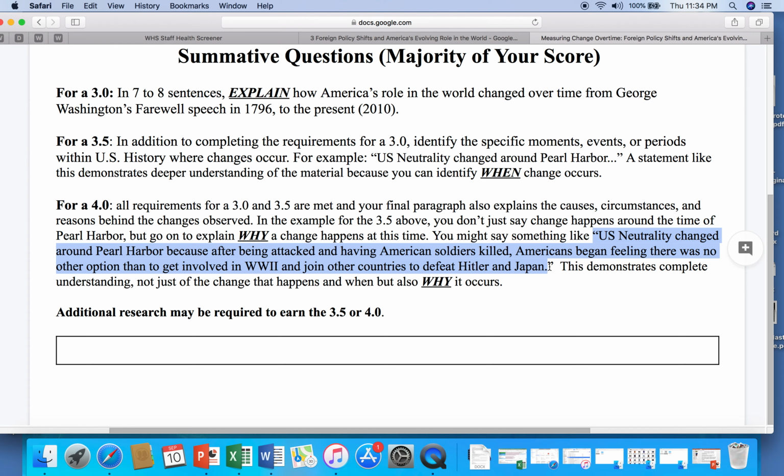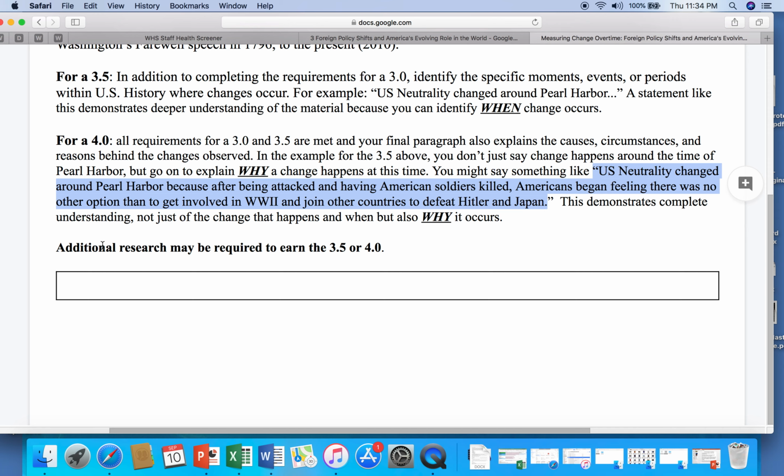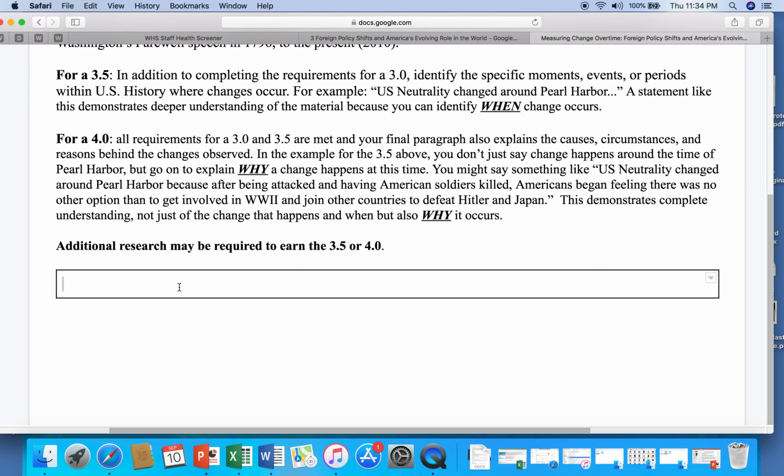How does this time or situation create a desire or why a change occurs? So this demonstrates a complete understanding, not just of change that happens, but also why it occurs. And so you can see that I've made a note here that additional research may be required to earn the 3.5 or the 4. Basically what you're going to do is in this text box, you're just going to start typing your answer. And when you're done, you're basically going to submit it to Empower just as you would anything else. Okay? I'm going to go on ahead and delete the rest of this.